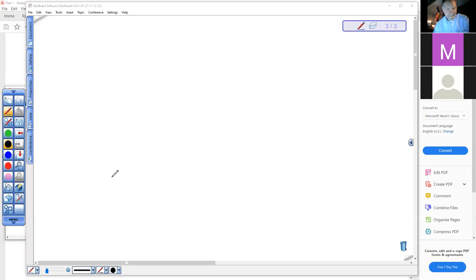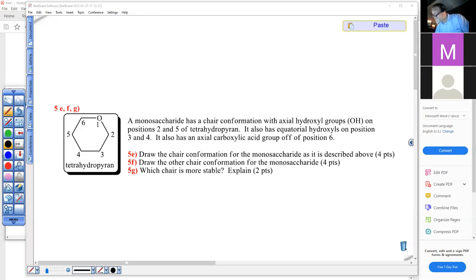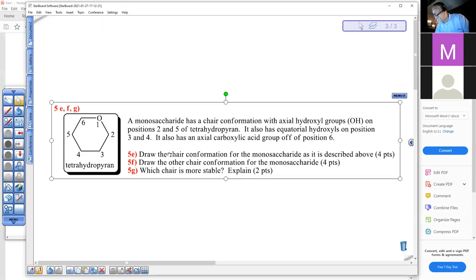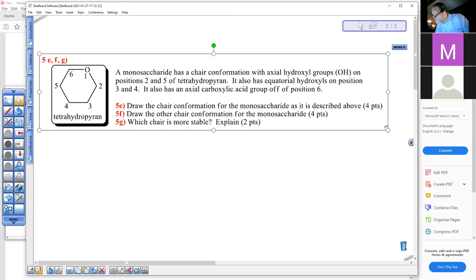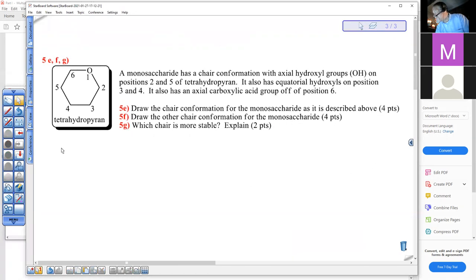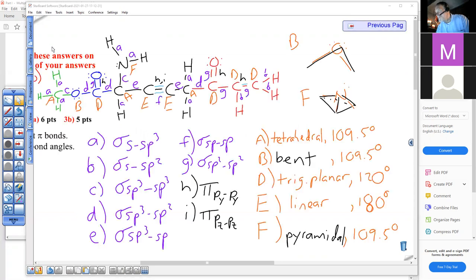All right. So there we go. Monosaccharide has a chair conformation. So yeah, sugars and chairs. That's the main reason we learn chairs, for studying sugars at the end of Chem 242. And I bring it up then and they just groan, and they say, why?